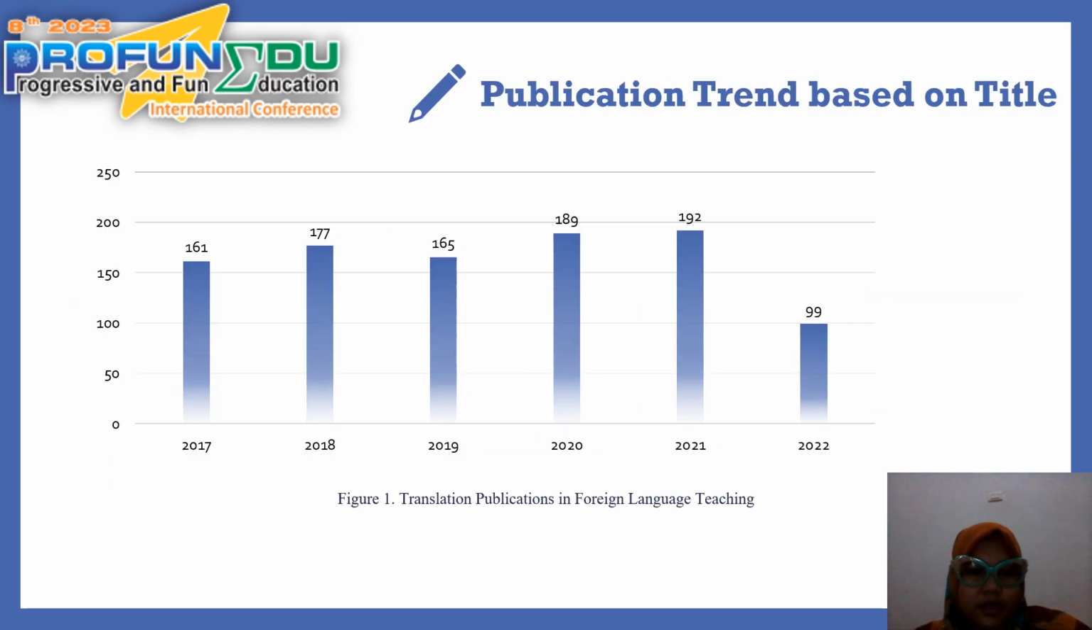Diagram 1 is a diagram of the publication of translation studies in a foreign language teaching from 2017 to 2022 with 983 titles. The diagram shows that publication on translation study in foreign language teaching tends to fluctuate. The publication increased from 2017 to 2018, almost 10%, 2019 to 2020, almost 14%, and 2020 to 2021, 1%, while the number of publications decreased from 2018 to 2019 by 6%, or as many as 12 titles, and went up again in 2021 to 2022 significantly.